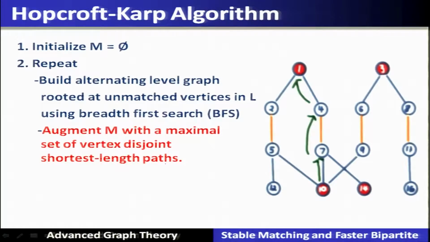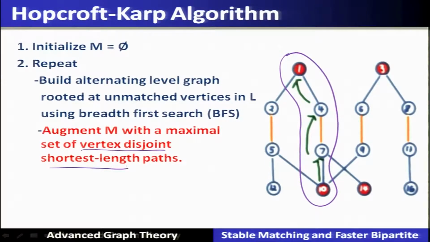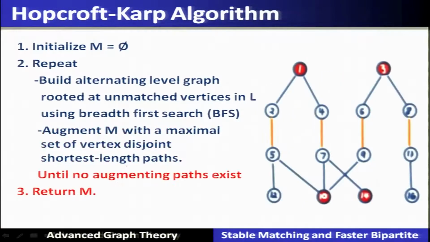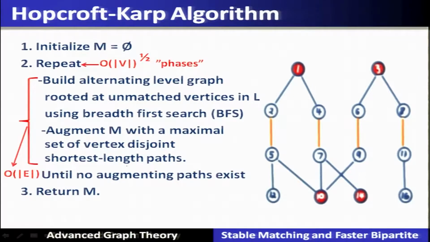That particular path which we have identified is also selected as the vertex disjoint shortest length path in this particular algorithm. So once this particular path is identified, then we will extend this particular length and we will find out the other augmenting path and so on.